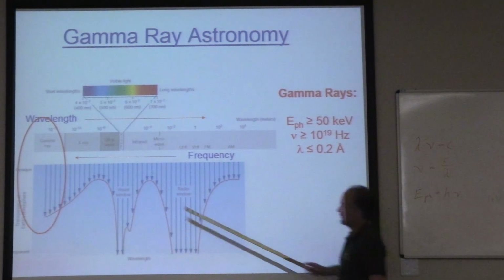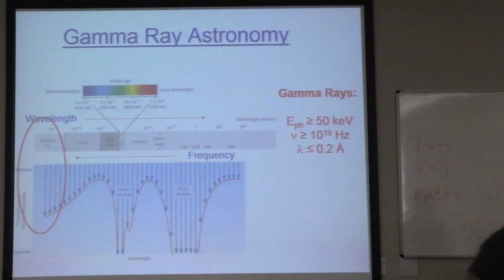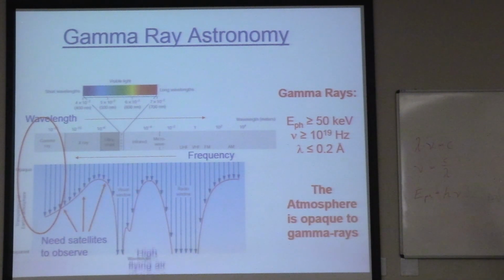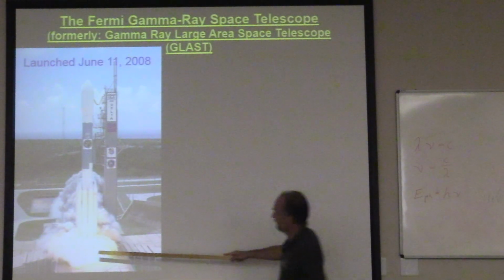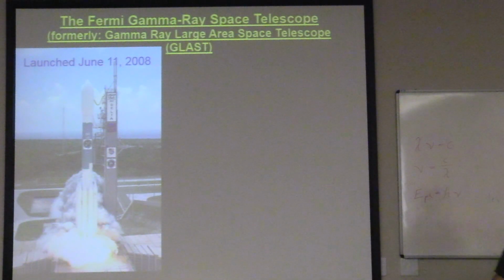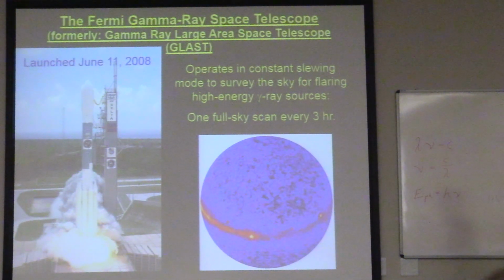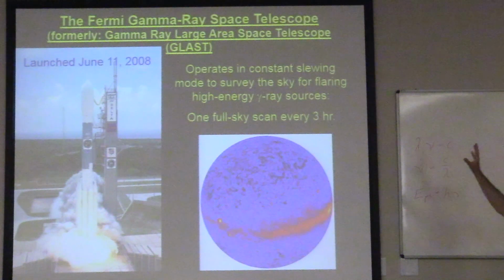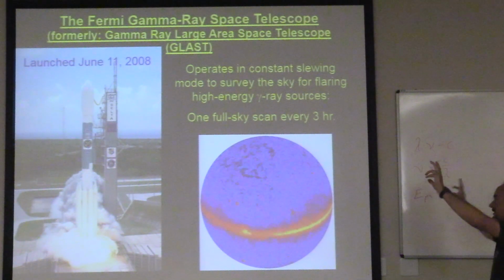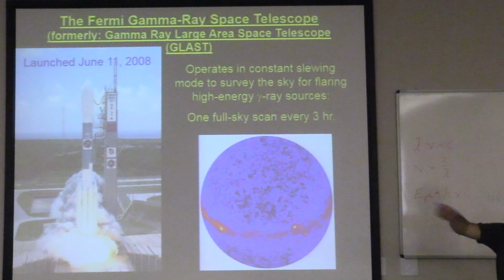So how do we observe these? We said earlier that the atmosphere is opaque to gamma rays, X-rays, ultraviolet and infrared. So the first thing you can think of is a satellite. On June 11th, 2008, the biggest satellite gamma ray observatory was launched, the Fermi Gamma Ray Space Telescope. It has a very wide view of the sky, some 2 steradians, and constantly scans the whole sky, day and night, in a 90-minute orbit.